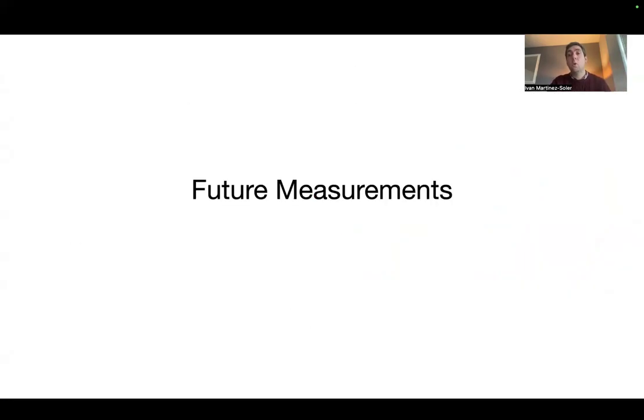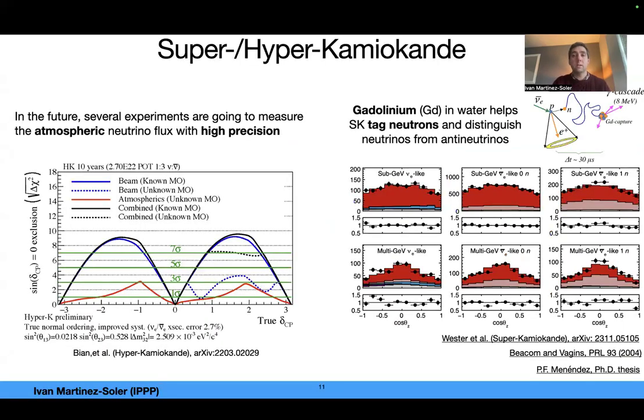The first question is, what experiments are we going to have in the future? In the future, there are going to be several upgrades of the experiments. For instance, in a couple of years, we are going to have Hyper-Kamiokande. Hyper-Kamiokande is essentially going to measure the neutrinos produced in an accelerator in Tokai. Currently it is running, it's called T2K, so there will also be an upgrade. But together with that, the experiment is also going to collect a lot of atmospheric neutrinos.